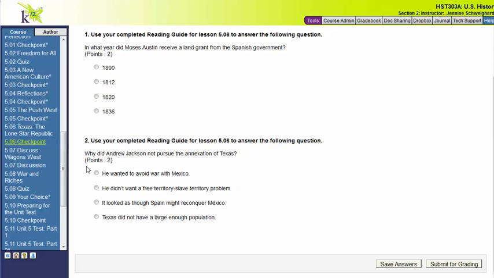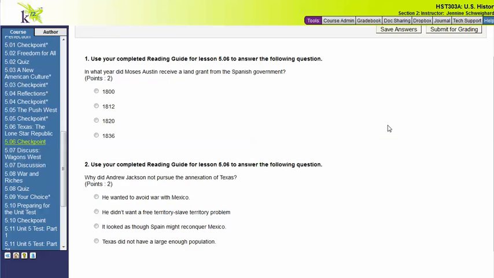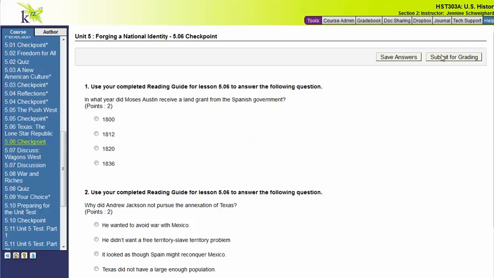The second question for the checkpoint is why did Andrew Jackson not pursue the annexation of Texas? Was it because he wanted to avoid war with Mexico? That he didn't want a free territory, slave territory problem? It looked as though Spain might reconquer Mexico? Or was it that Texas did not have a large enough population? Once you've completed the checkpoint, click Save to save your answers and then submit for grading. Always check in your grade book that this turned up successfully and that you did get the credit for your assignment. If there's a problem, please contact me right away.